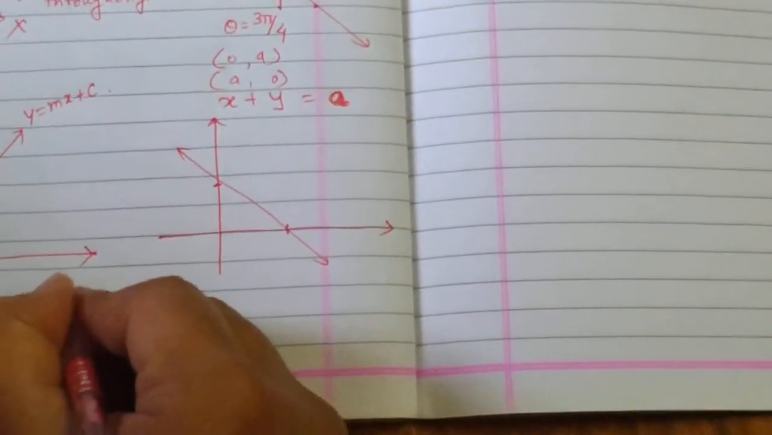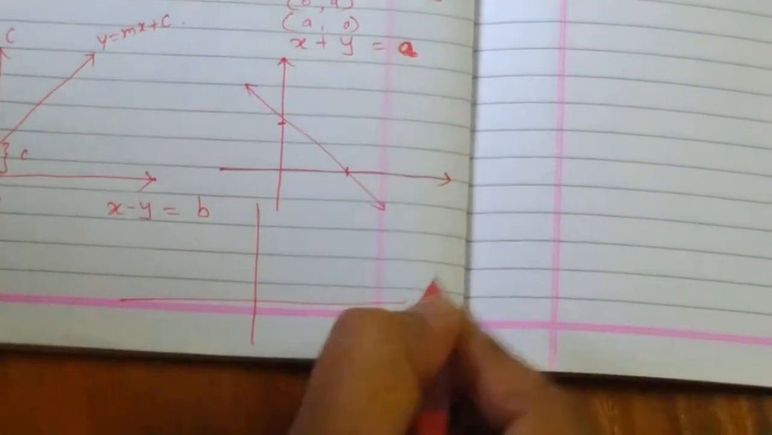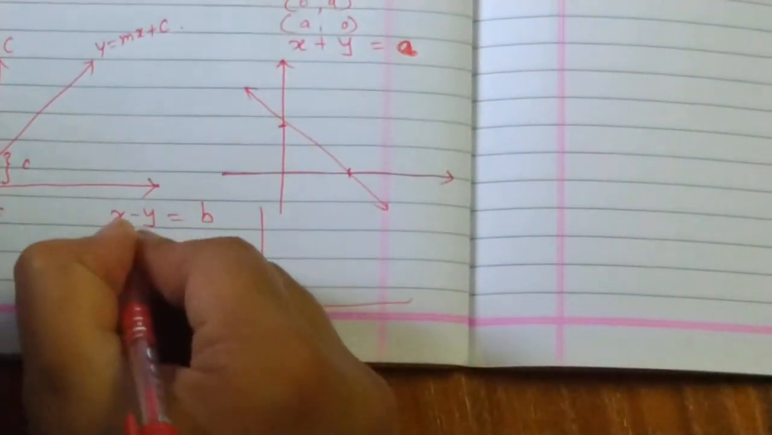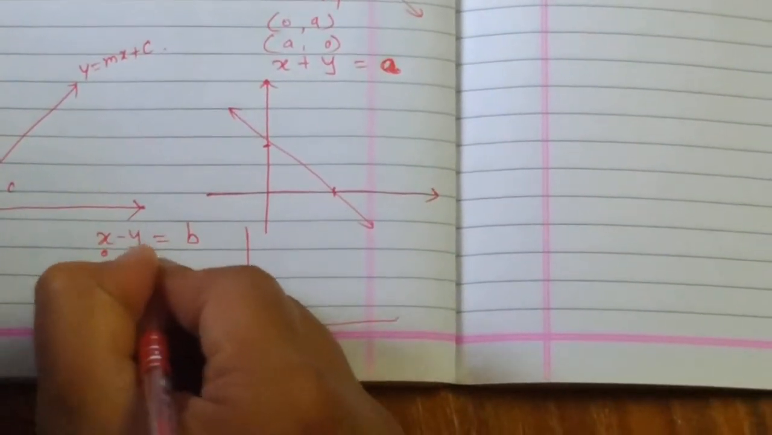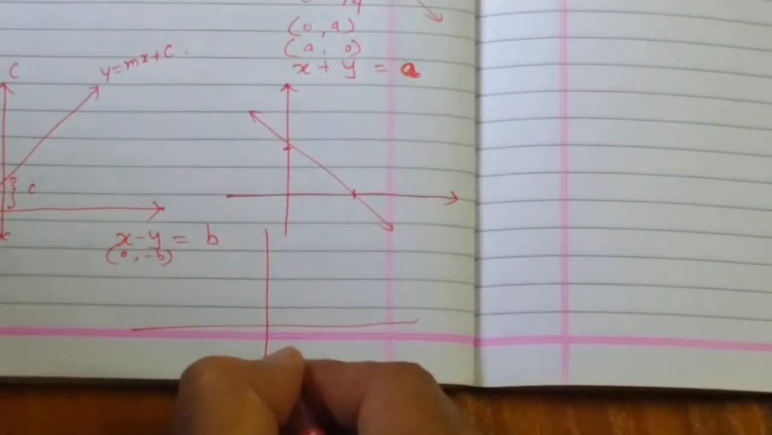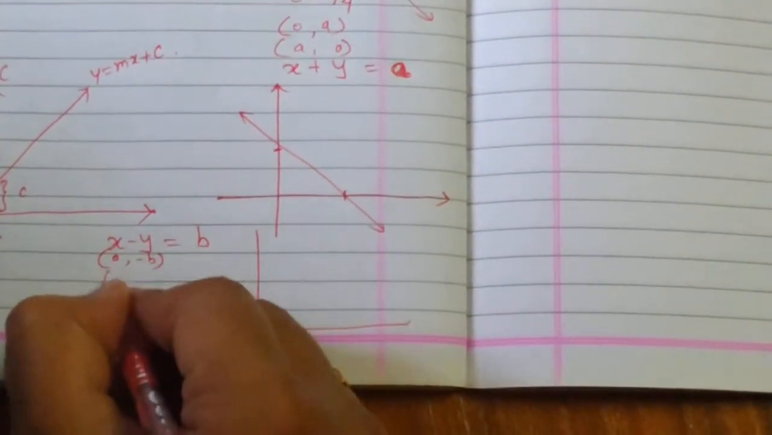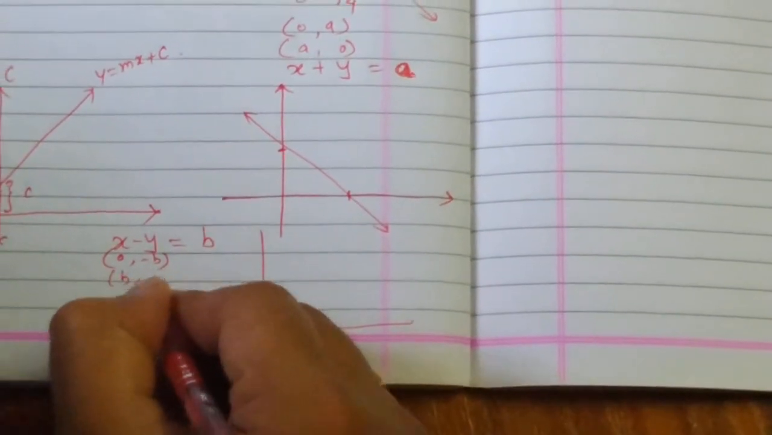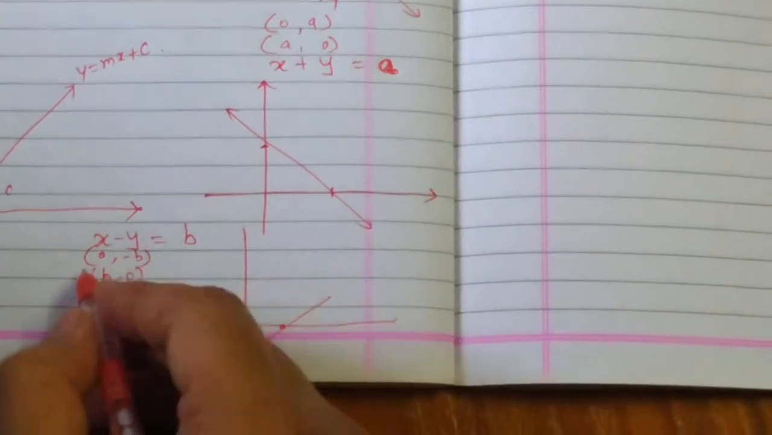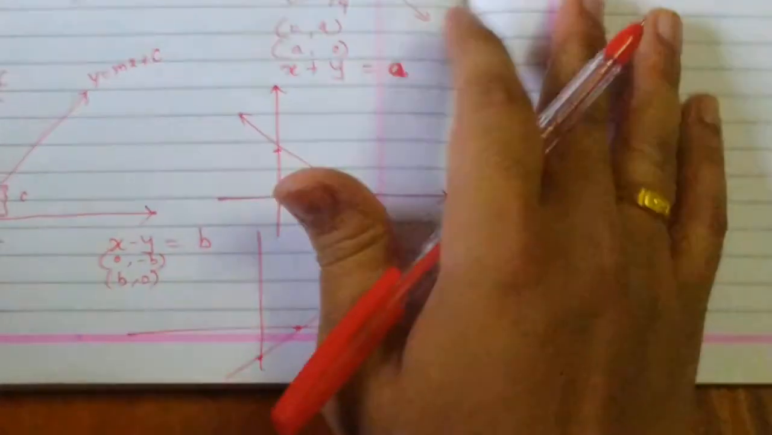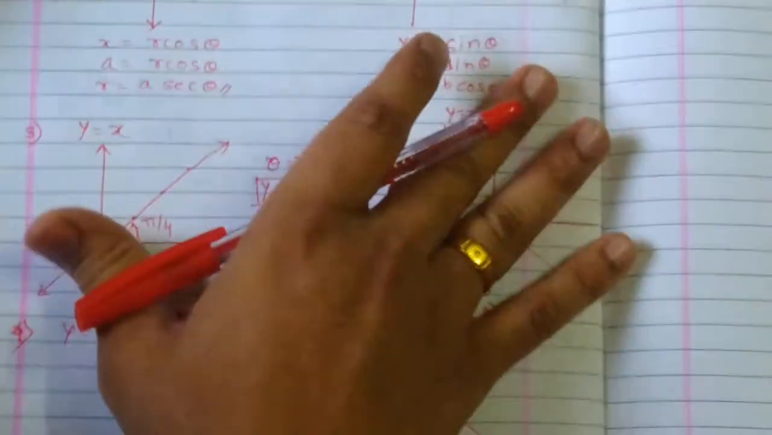Now another one is x minus y is equal to b. What will be the representation of this line? When x is 0, the value of minus y is b, that is y is equal to minus b, so the point is 0 comma minus b. But when y is equal to 0, the value of x is b, so b comma 0. So this way we get the lines. This is how we can plot these lines, and you can take this as an advantage for plotting lines once you observe the equations.